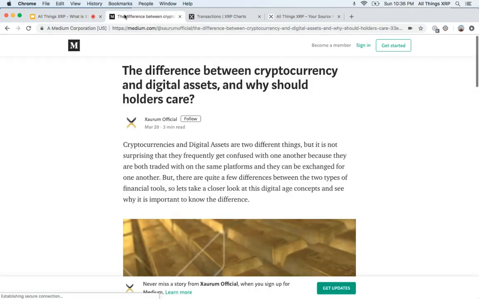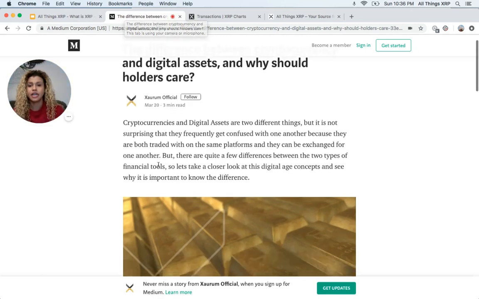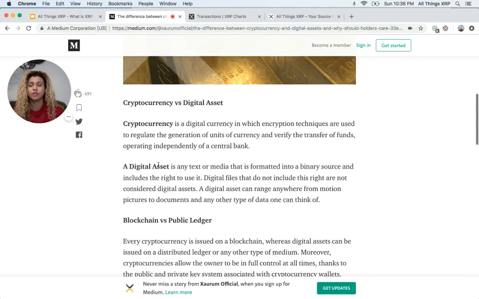So let's take a quick second and talk about the difference between a digital asset and a cryptocurrency. In this article on Medium, they define a cryptocurrency as a digital currency in which encryption technology is used to regulate the generation of units of currency and verify the transfer of funds. And all of this is done without having to utilize a bank or a transaction processor or a payment processing service.